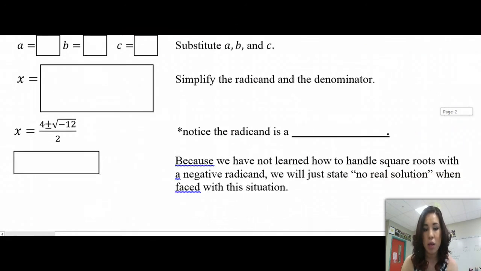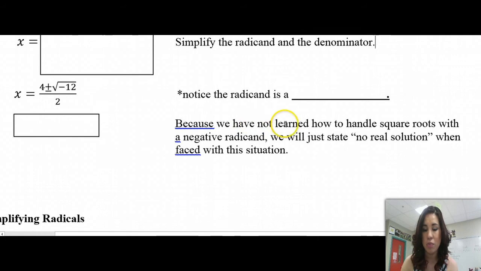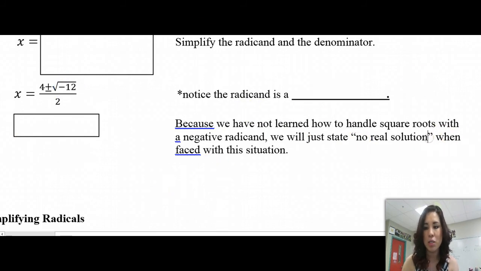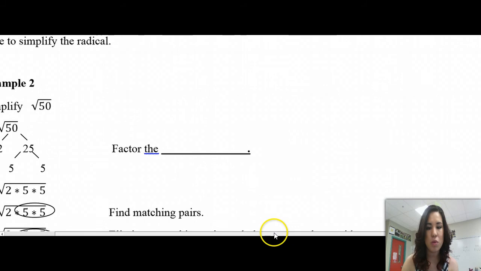However, like it says here, we learned how to handle square roots with a negative radicand. We're going to just state no real solution because there is no real solution. There is an imaginary solution, which you'll learn about later in Algebra 2. So if you end up with a negative underneath the square root, you're going to state that there is no real solution. Now the last thing we need to cover is how do we simplify radicals.